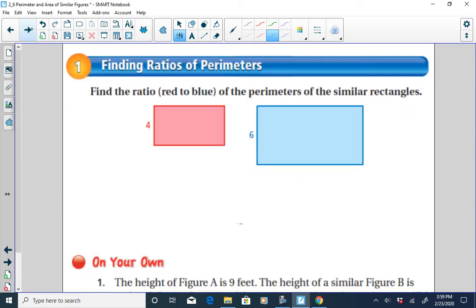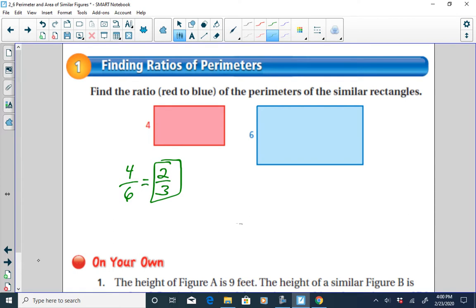So we want to be able to use that relationship over and over again to solve different problems. Well, first the problems start off pretty simple, like these. It says find the ratio, red to blue, of the perimeters of these similar rectangles. Red to blue, we have this smaller rectangle to the larger rectangle. If we find that ratio 4 to 6, using the ratio of the corresponding sides, that's going to be equal to the ratio of the perimeters. 4 to 6 simplifies to 2 to 3, so the ratio of their perimeters would be 2 to 3.